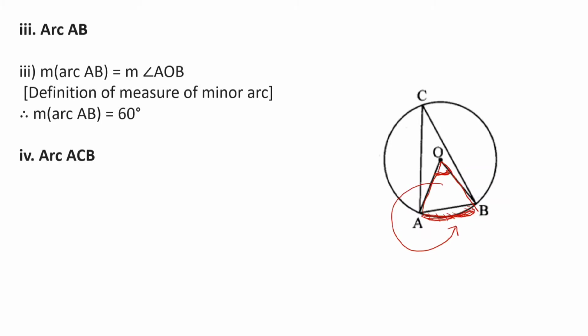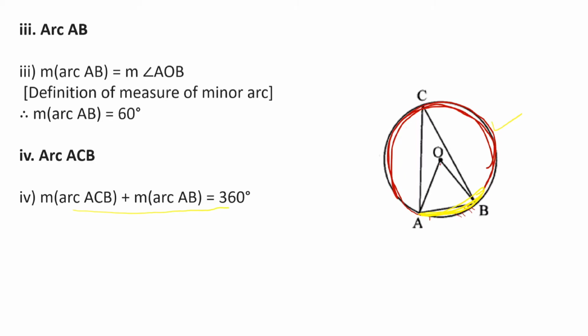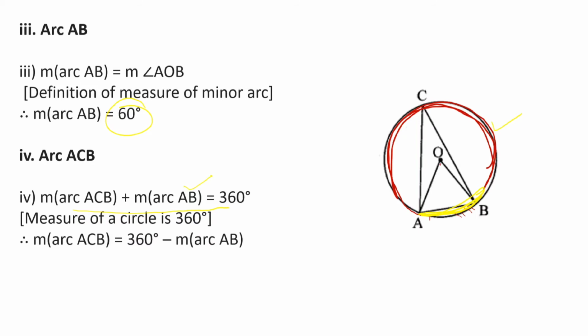Now we have to find out arc ACB. Now you can see in this figure arc ACB. Can you see arc ACB and arc AB together form the circle, and the measure of a circle is 360 degrees. So arc ACB plus arc AB equals 360 degrees. So we will get measure of arc ACB equals 360 minus arc AB. So 360 minus 60, 300 degrees. So the measure of arc ACB equals 300 degrees.